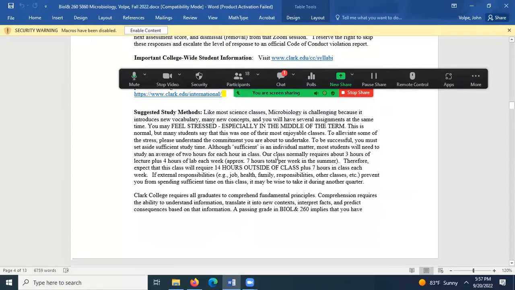suggested study methods. Microbiology is a hard and challenging course. It's going to introduce much new vocabulary, thousands of new terms you will learn, many new concepts. You'll have several assignments due at the same time. You may feel stressed, especially in the middle of the term. This is normal, okay? But many students will find this class one of their more enjoyable, especially the lab. To alleviate this stress, please understand the commitment you are about to undertake.